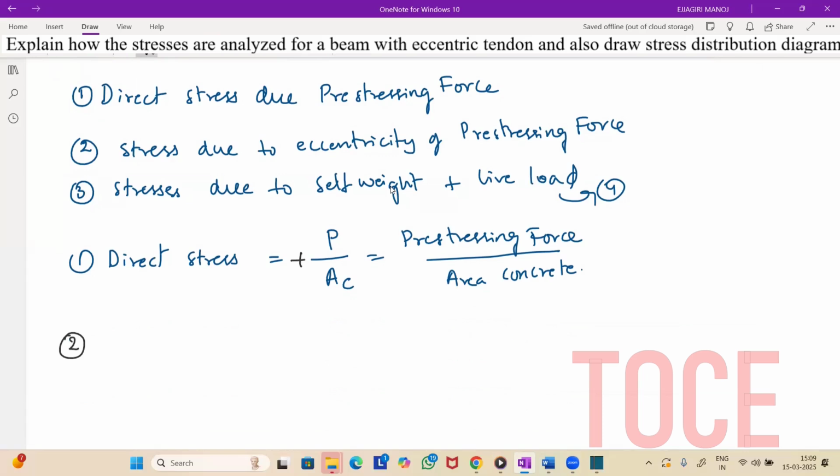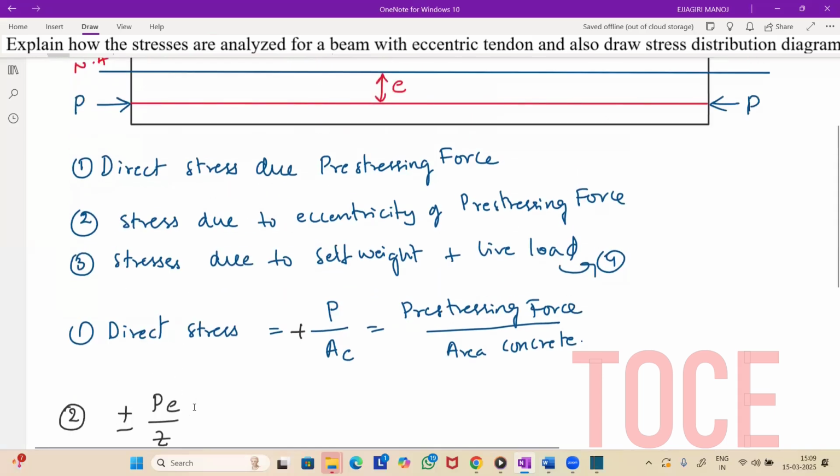Due to eccentricity, we will be having plus or minus PE by Z. Z is the section modulus. Okay, so section modulus of this rectangular section or I section, whatever the section. So for that section, that is the section modulus. PE is the moment due to the pre-stressing force.